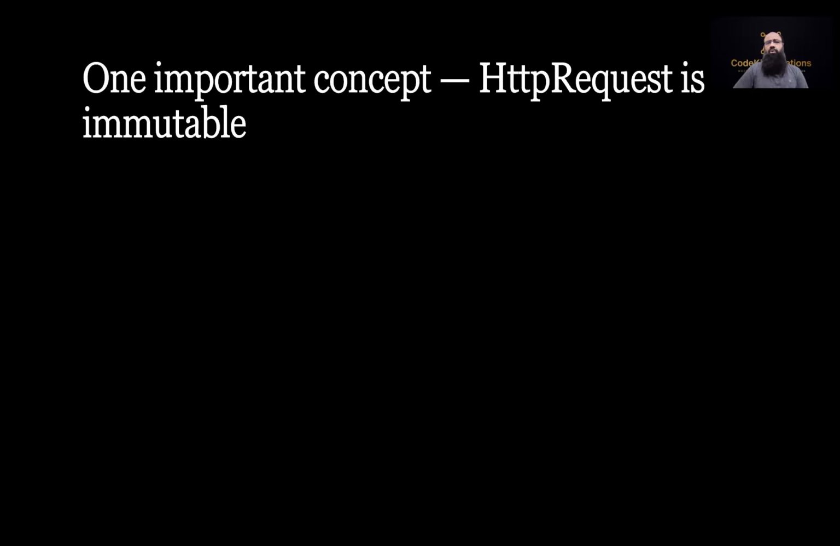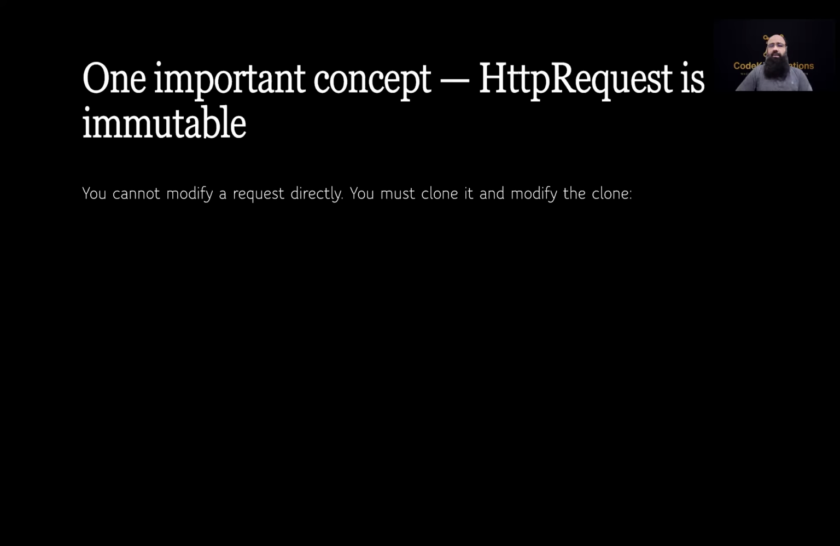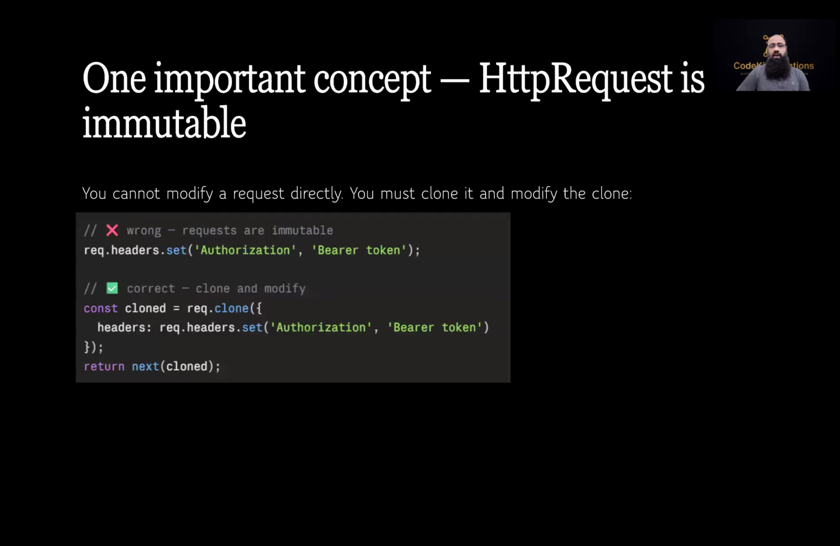One more important concept that we need to remember is that an HTTP request is immutable. So we can't modify that request directly. What we need to do is clone it and then modify the clone. You can see on the top, we can't directly set the header on the incoming request because it's immutable. So we get a cloned request, set the headers within that clone, and then with next, we pass this cloned request to the next interceptor.